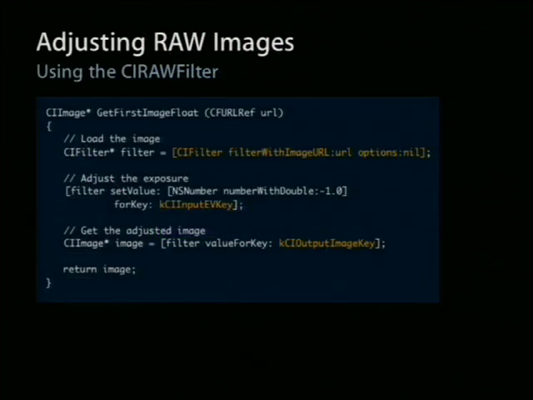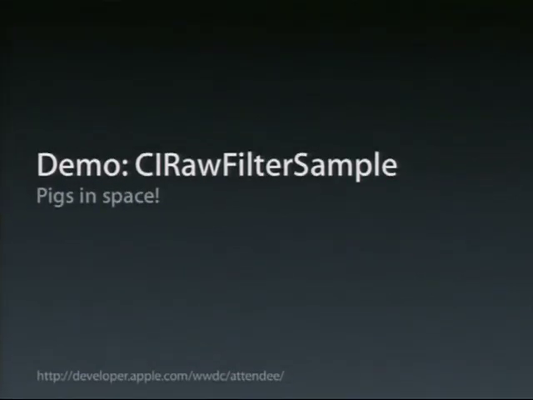This is how simple the code is to use this new filter. It's basically three things that we're showing how to do in this little code snippet. We're creating an instance of the CI filter by calling filter with image URL. We're then setting, in this example, just one option, which is the exposure. And we're setting the value to -1 to darken the image a bit. And lastly, once we've set the input parameters, we get the output CI image by asking for the output image key. So now let me give a demo of this and show you how this works in practice.